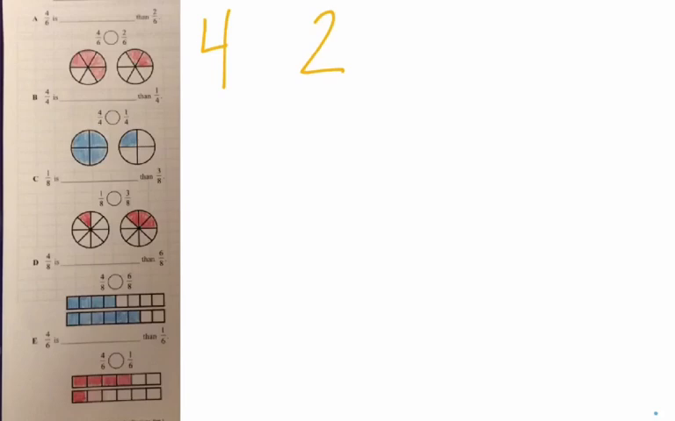So the question is asking, what is the comparison? 4/6 is something to 2/6. Well, the number 4 is larger, so I know it's going to be greater than. So on the line, you're going to write in greater than. So the answer would be 4/6 is greater than 2/6. And the symbol you would use is a greater than symbol, which faces 4/6.